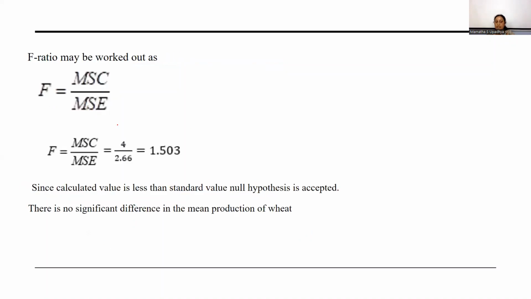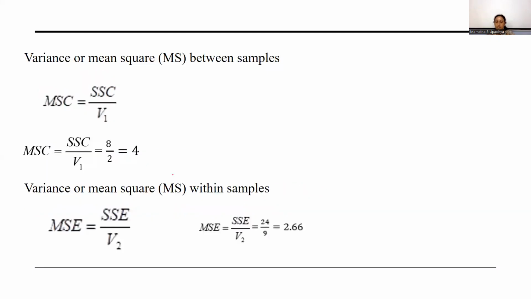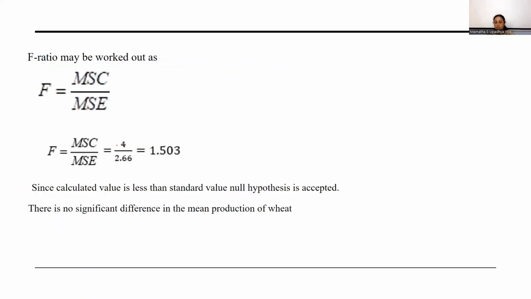So after this, let us apply the F test. The F test or F ratio is defined as MSC divided by MSE. So MSC is 4 here. We have already calculated MSC as 4 and MSE as 2.66. So substituting and simplifying, we get the value as 1.503. So what is this value? This is nothing but the calculated value, or F test value calculated.